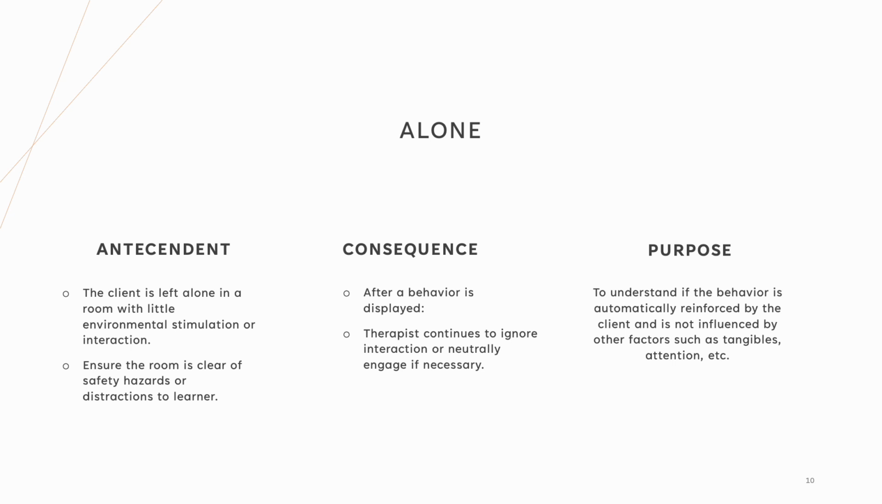The last condition that we will discuss is the alone condition. In the antecedent steps of the alone condition, the client is left alone in a room with little environmental stimulation or interaction. This includes the teacher also leaving the room and toys and other preferred activities being removed. You should also ensure that the room is clear of any safety hazards or distractions. After the target behavior is displayed, the therapist will continue to ignore the interaction or neutrally engage if necessary. Remember, the purpose of the alone condition is to understand if the behavior is automatically reinforced by the client and that it isn't influenced by any other factors such as tangibles, attention, etc.